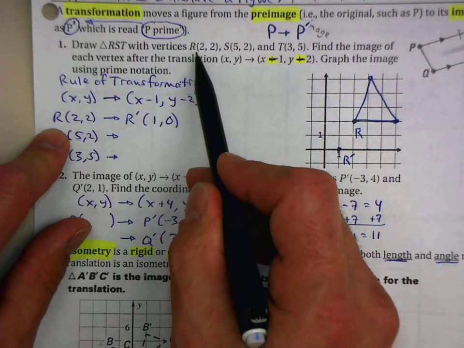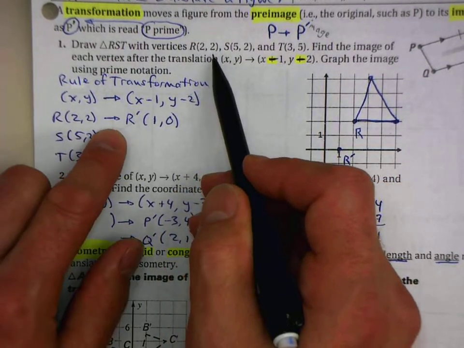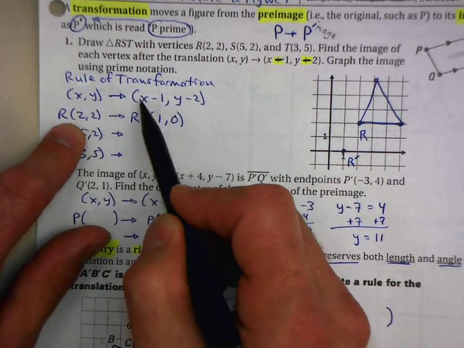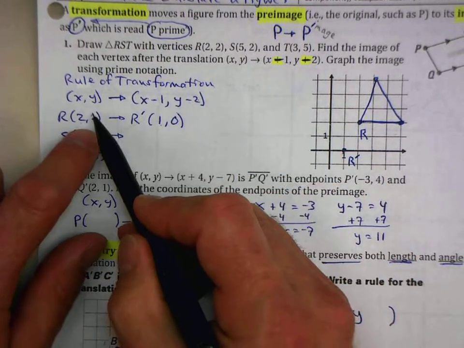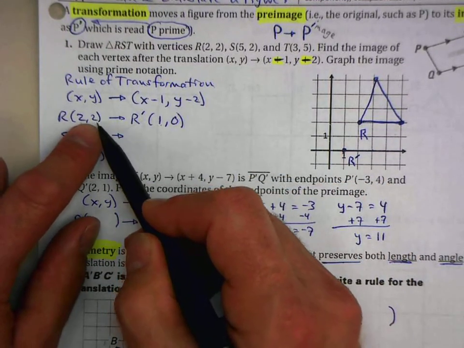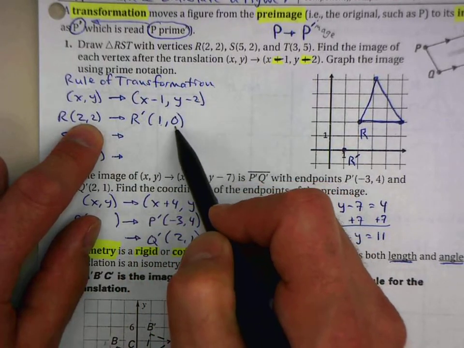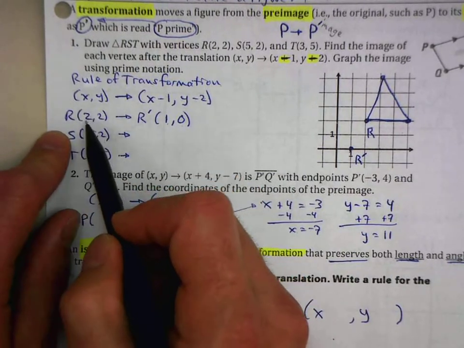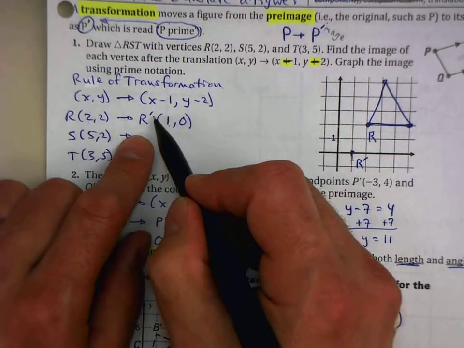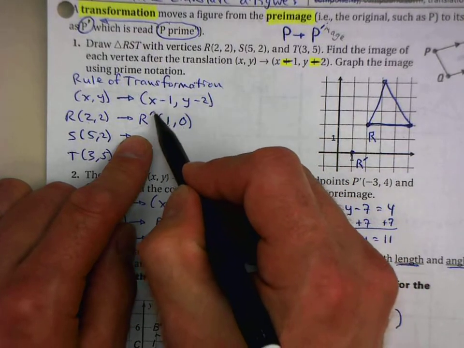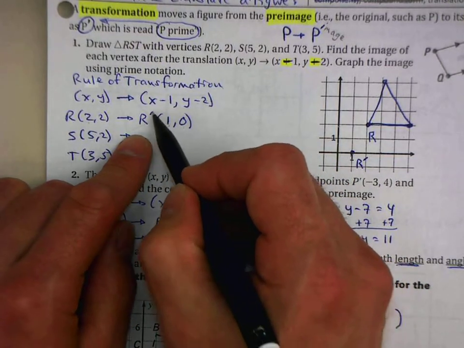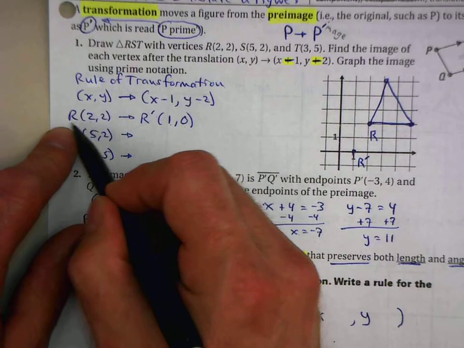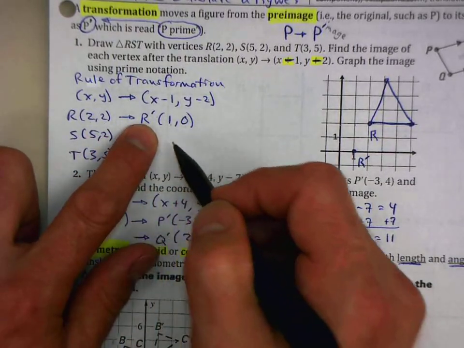So let's take R, which is at 2 comma 2, and let's transform it using this rule of transformation. I take the 2, plug it in here for x, 2 minus 1, and plug in the 2 for the y, and 2 minus 2 is 0. Now let me ask you, is this the image or the pre-image? Here's the tick mark, which we call prime, and when we see that prime mark, we think of I for image. So if this is the image, this other one must be the pre-image. So we start with the pre-image, and we go to the image.